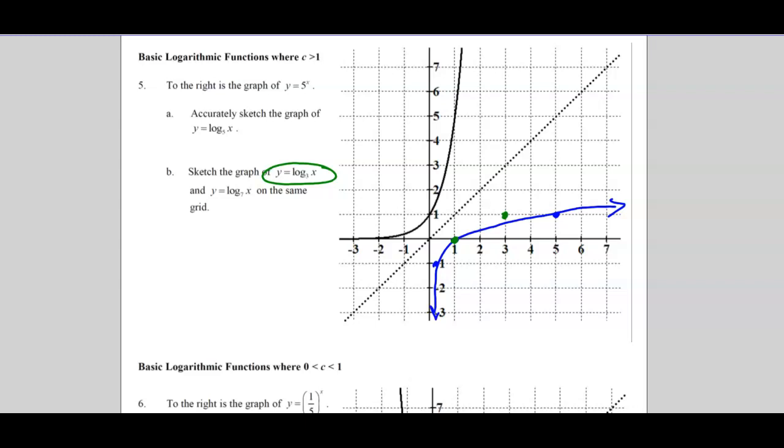And so that was 1/5. I didn't do it very well, so I'll fix this a little bit just so it's more obvious. So 1/3 would be about here. Okay, so that would be y equals log of x base 3.